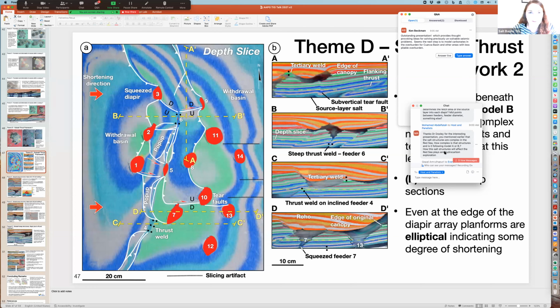Okay, so the next question is from Mark Rowan. It says, beautiful models as always, Tim. In your basal views, could you see what determines the fetch area of the source layer into each diapir? Midpoints between feeders, feeder diameter, or something else?